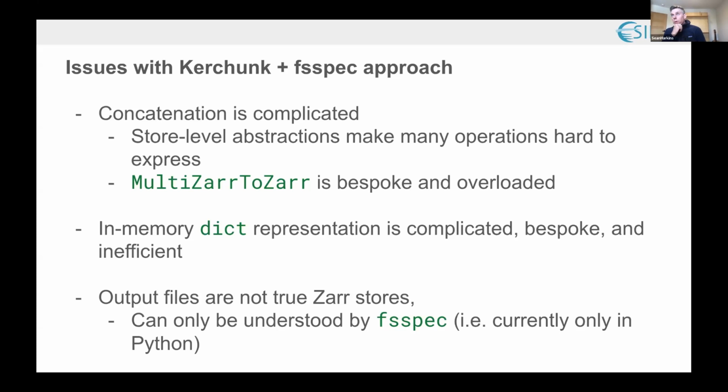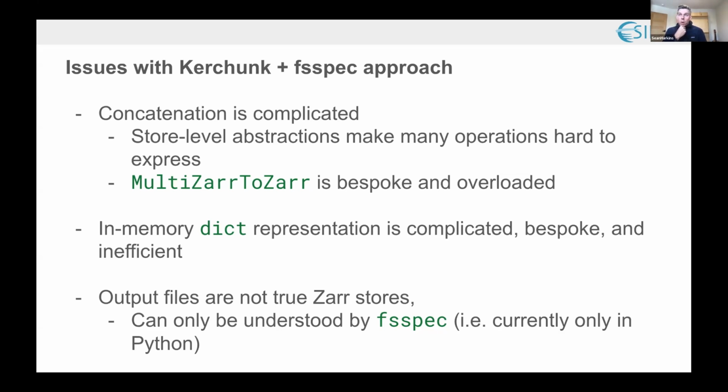But we've been working with Kerchunk for several years now, and we've tried to implement Kerchunking of lots of large data sets that are composed of legacy files. And we've run into a few issues or pain points that Kerchunk's design has caused. Some of those are the fact that concatenation becomes quite complicated in some cases. Some of the store level abstractions that it uses make some concatenation operations hard to express. The API itself, especially the MultiZarrToZarr function, is a bit bespoke and difficult to reason about and a little bit overloaded in what it does.